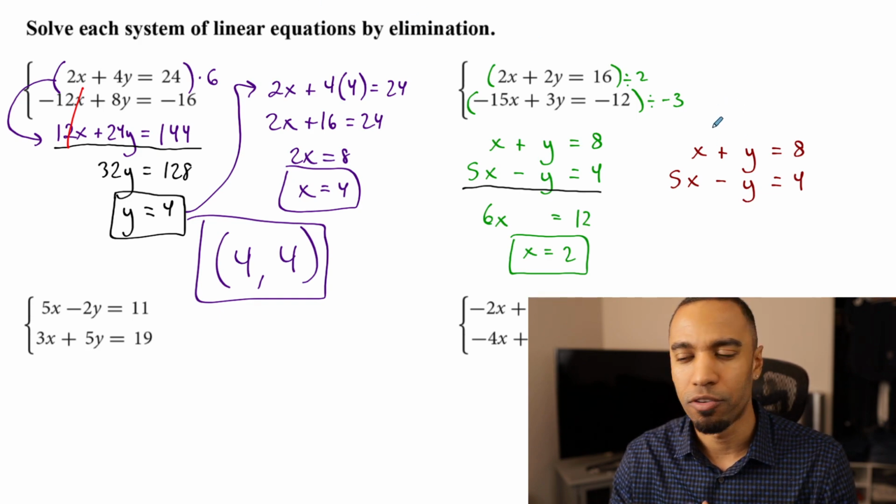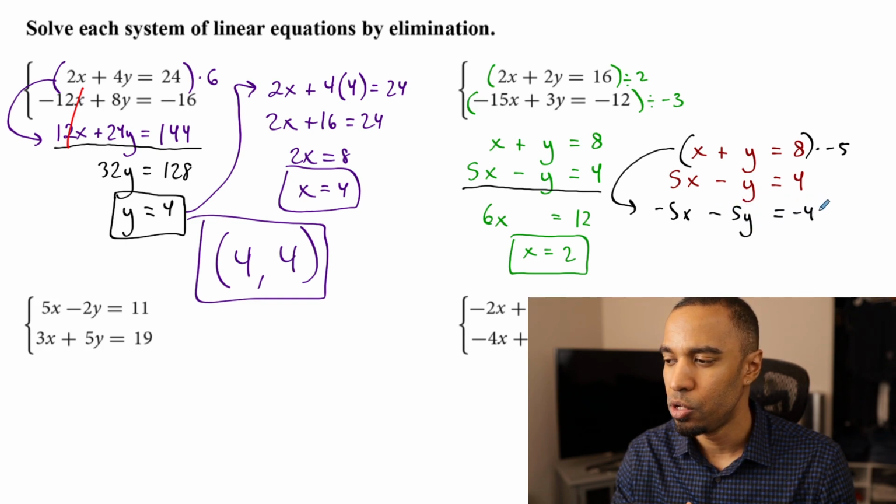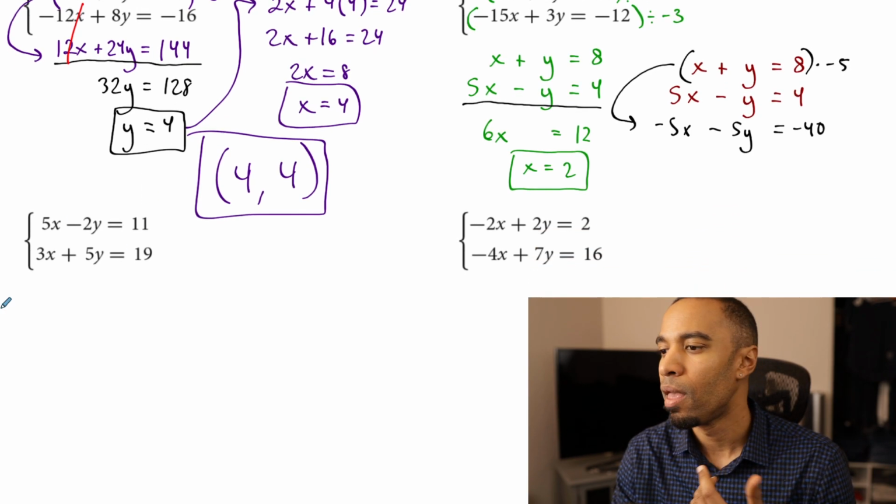You know, who's to stop you from eliminating twice? Let's multiply everything here by negative 5. So now I have a negative 5x that's going down here. I have a negative 5x minus 5y equals negative 40. Who's to say you can't do that? No one. You can. Absolutely.